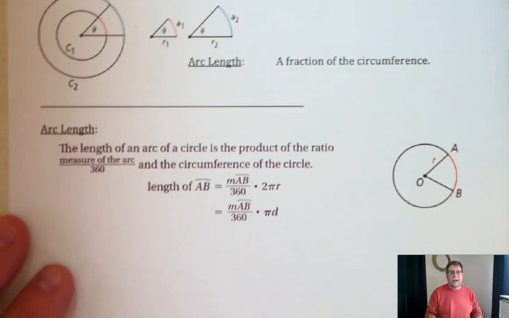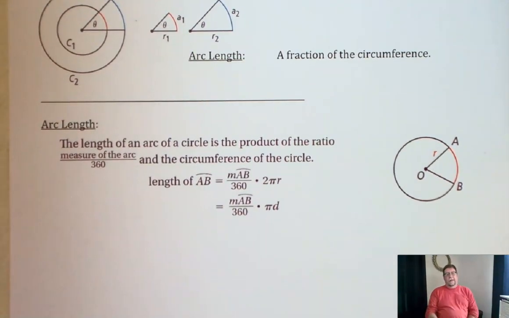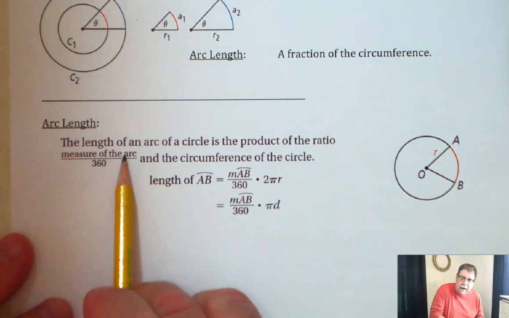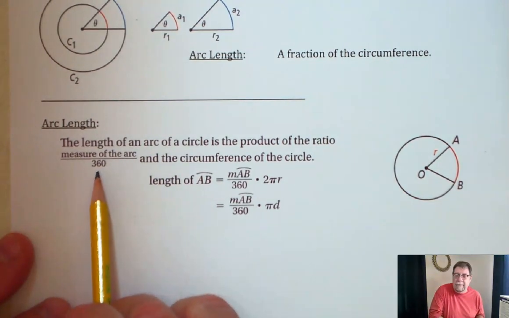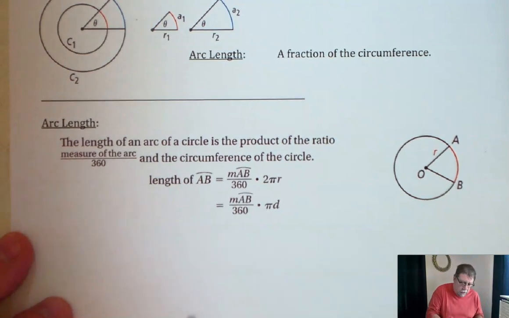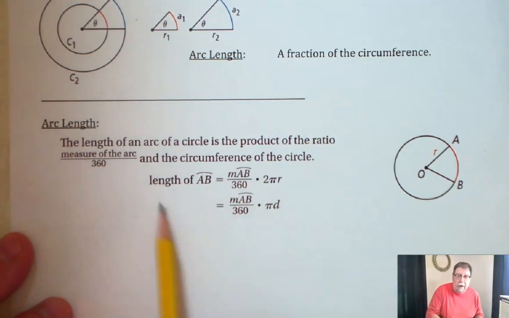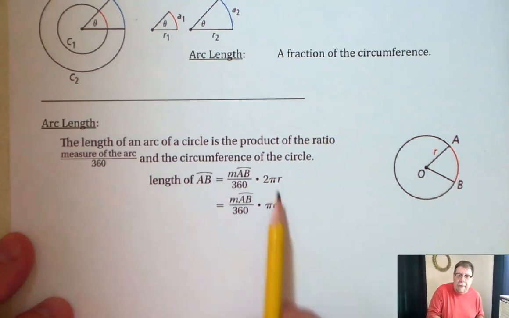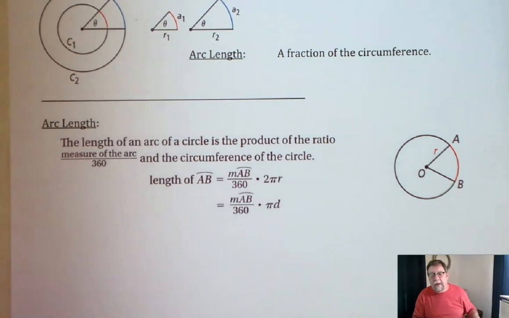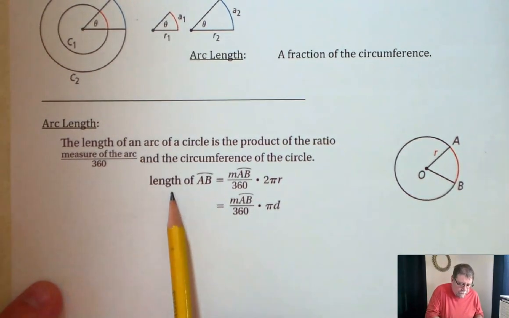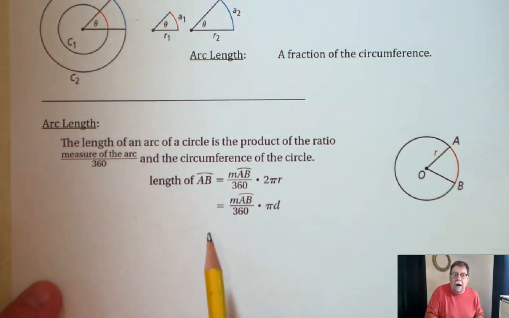Here's the formula I was telling you about. Arc length. The length of an arc of a circle is the product of the ratio and the circumference of the circle. The ratio is the measure of the arc, that'd be the angle, divided by 360 degrees. So I would write this down in your notes right here. Put this prominently in display. Put it where you keep your area formulas. So this is going to be arc length.